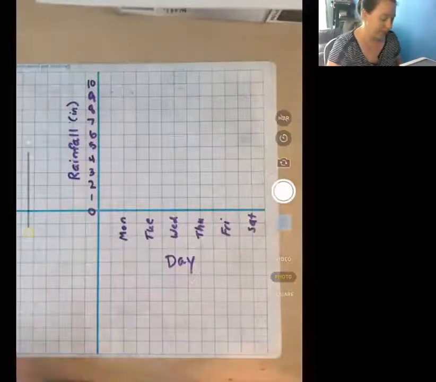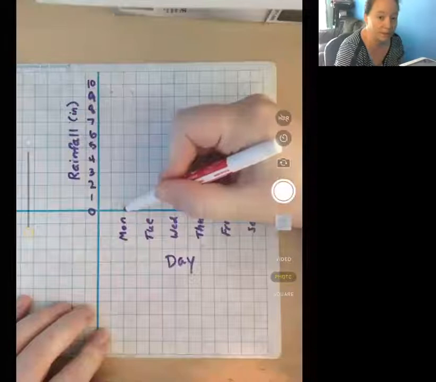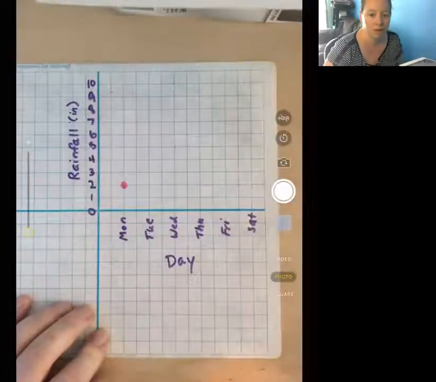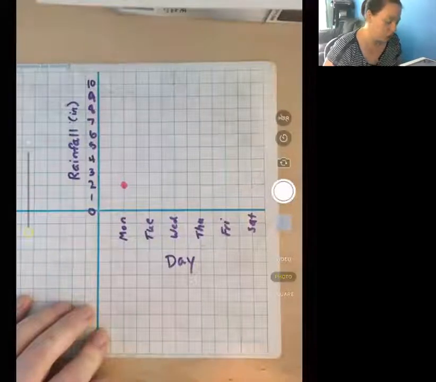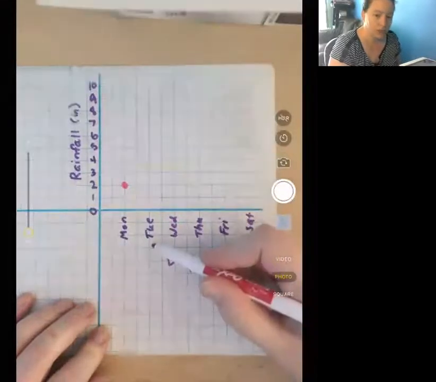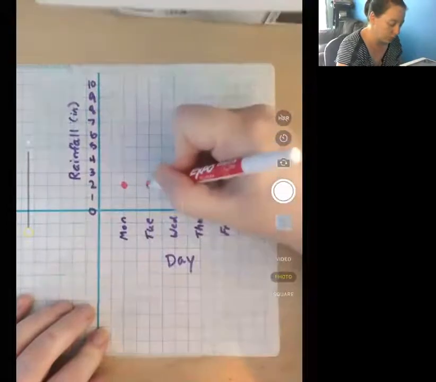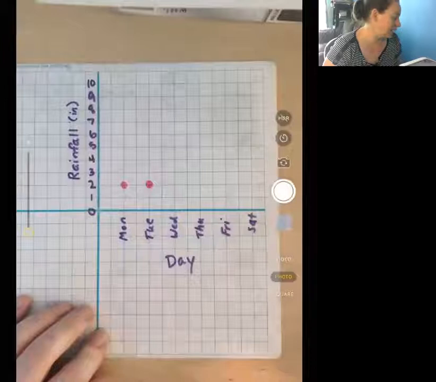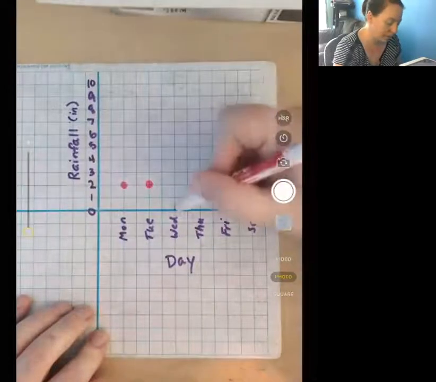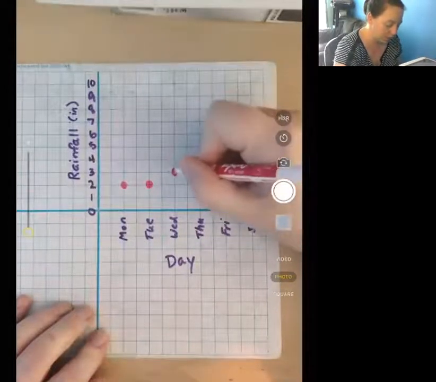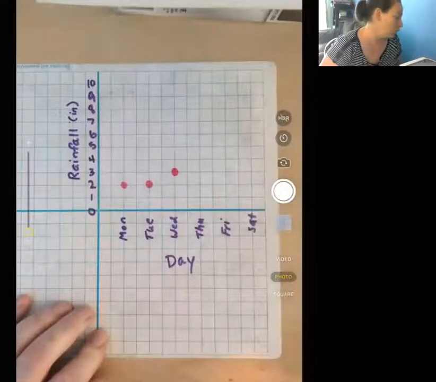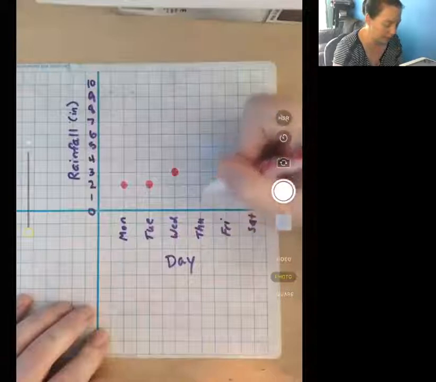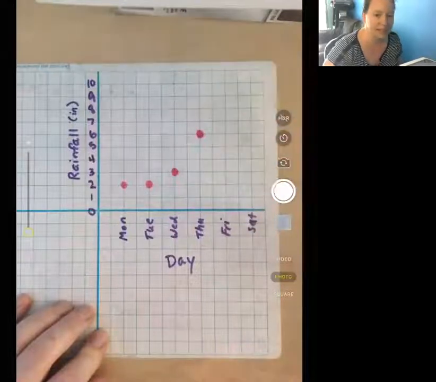On Monday, it was 2 inches. So I go over to Monday, I go up to the 2, and I make a dot. On Tuesday, it was 2 inches. I go over to Tuesday, up to 2, and make a dot. On Wednesday, it was 3 inches. I go over to Wednesday, up to 3, and make a dot. On Thursday, it was 6 inches. Over to Thursday, up to 6, and make a dot.